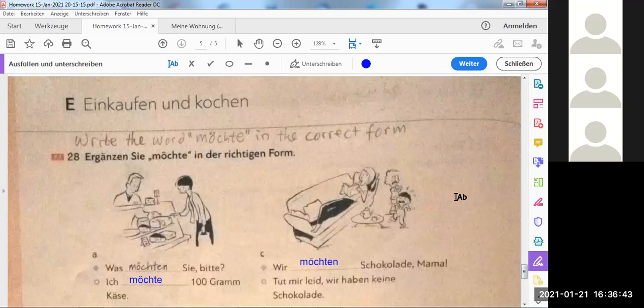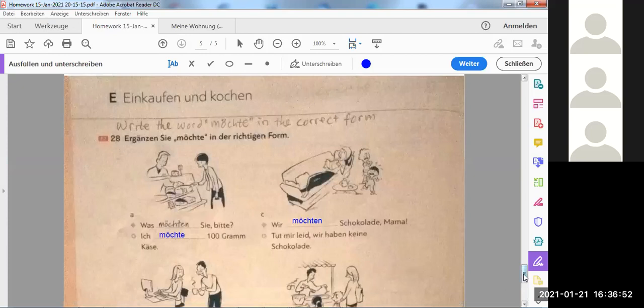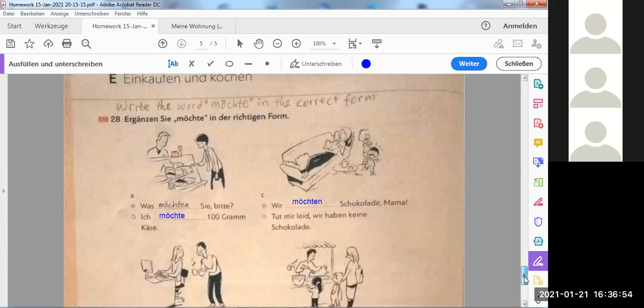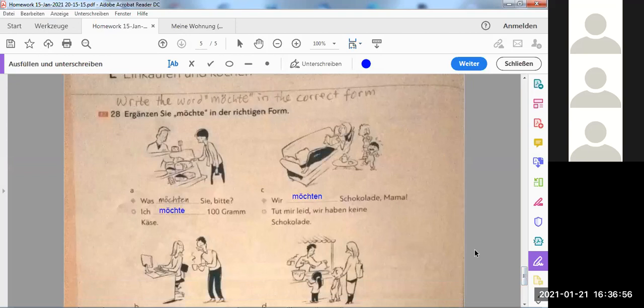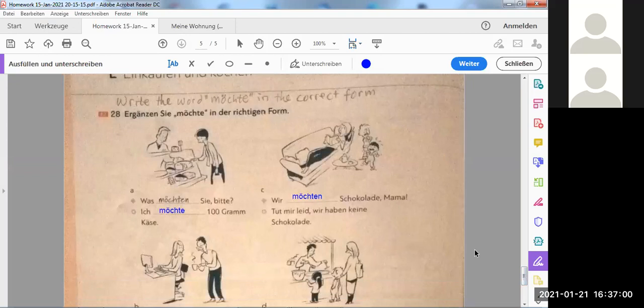Einkaufen und kochen. Shopping and cooking. This is my favorite hobby. I'm a good cook. Nobody can take it away from me. I'm not boasting. I love cooking. Write the word möchte in the correct form. Now, take note. This is a modal verb. It doesn't change all the time like other verbs we have done before. Okay? So remember, I gave you the verbs. You've got the verbs page. So we are going to go with that.